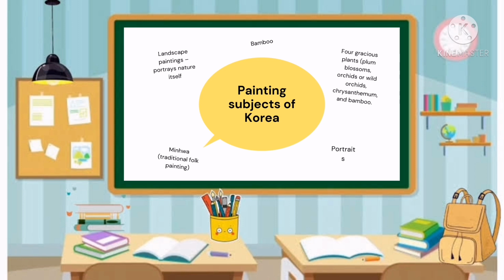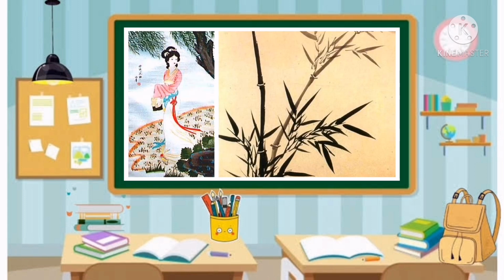For painting subjects of Korea, we have the 4 gracious plants. This refers to the plum blossoms, orchids and wild orchids, chrysanthemum and bamboo. We also have portraits, minhwa or the traditional folk painting of Korea, and landscape paintings which portray more of nature itself. These are the examples of the painting subjects of Korea.